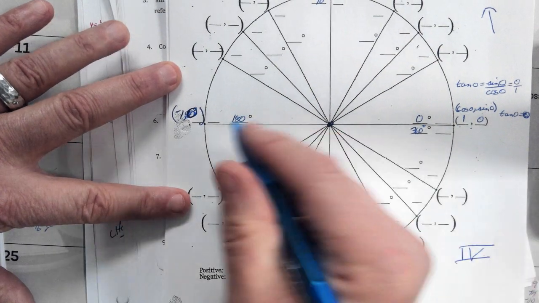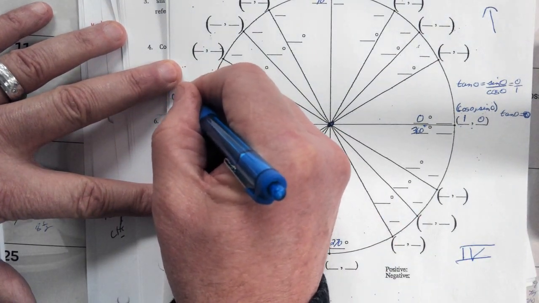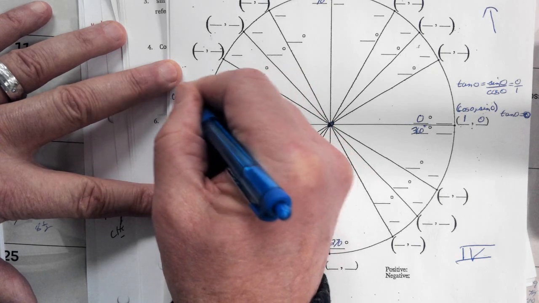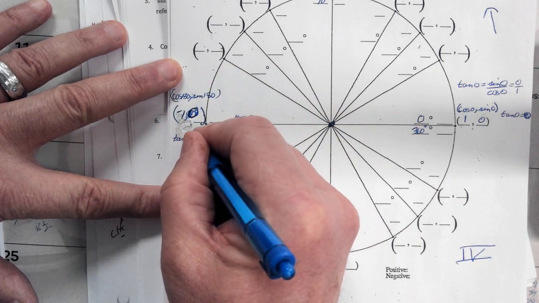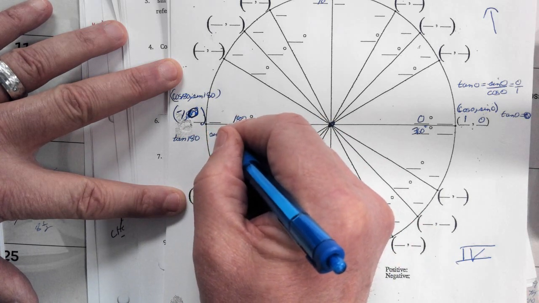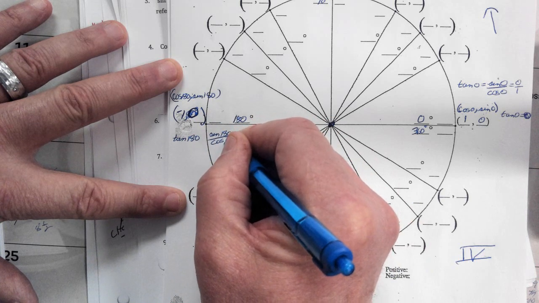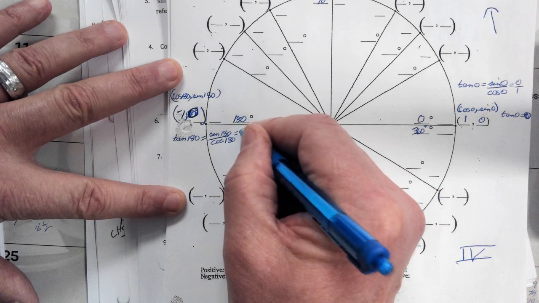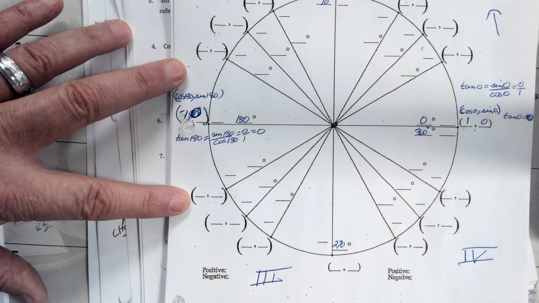So (negative 1, 0). That's called the cosine of 180 and the sine of 180. The tangent of 180 is the sine of 180 over the cosine of 180. That's 0 over negative 1, or 0. So the tangent of 180 is 0.